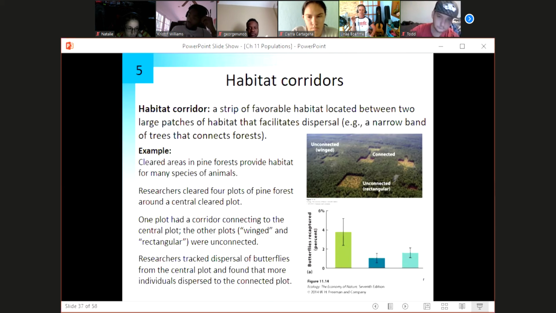So they have different patches of habitat. They have a large rectangle. They have one shaped like a plus sign, and then one that had two semi-large rectangles with a clearing in the middle. And they were able to track the butterflies from one spot to the other, and individuals were able to disperse if they were in the plot that was connected, because there was a little clearing where they could get through where the birds didn't get them.